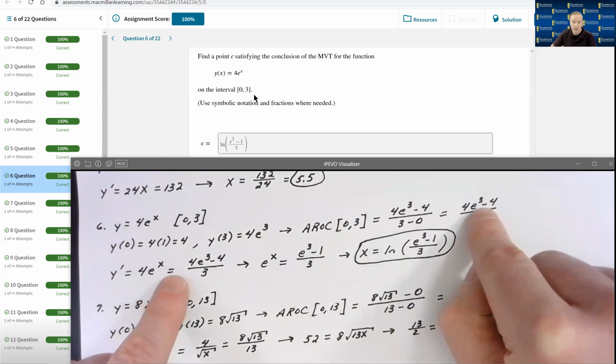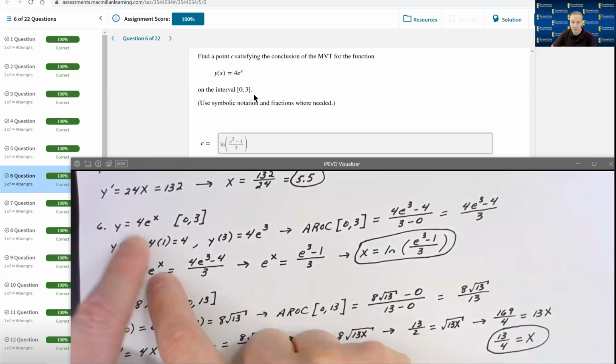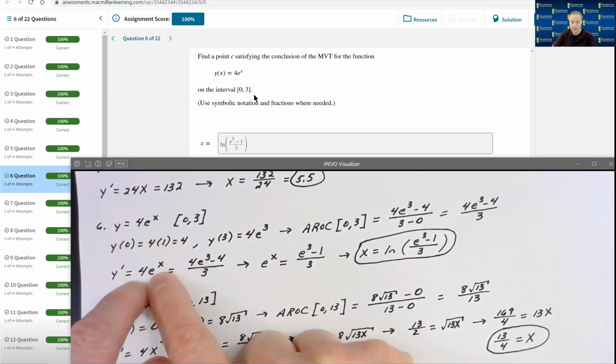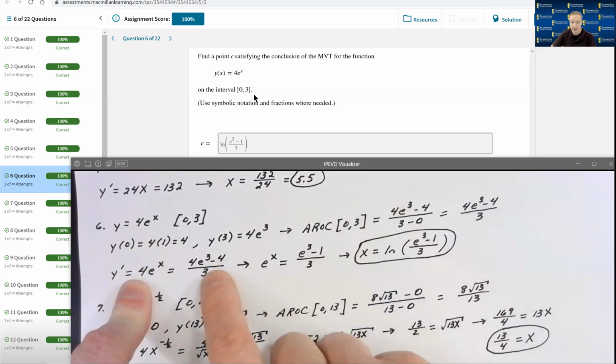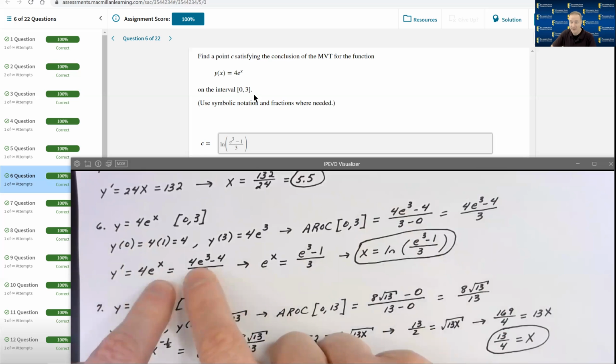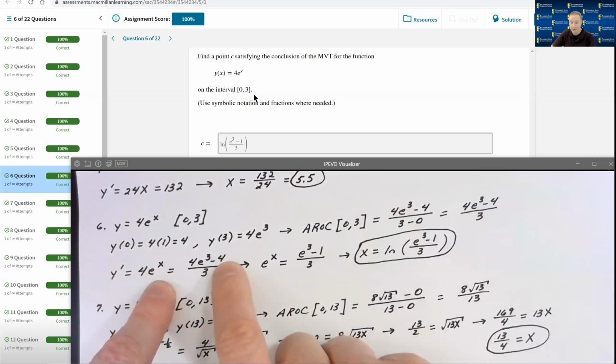So now I go into my problem and I can say, well, what's the derivative of this exponential function? The derivative of any exponential function is that exponential function, technically times the derivative of the exponent, but that'd be times 1. So this function does not change when you take its derivative. So now I set that derivative equal to my average rate of change and I solve for x. First thing I do is I divide by 4 on each side. When I divide by 4 on the right, I just know that these two terms of 4 are going to become a 1 in the numerator.